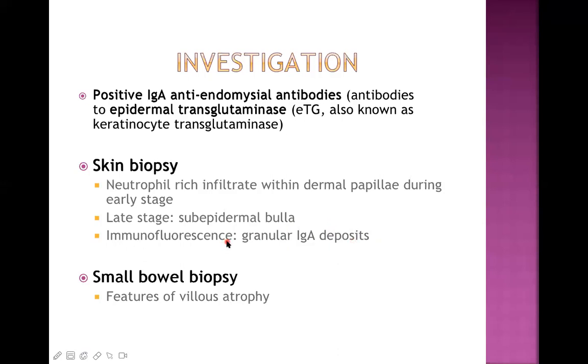Immunofluorescence study shows IgA deposition there, because look at the type of antibody here, IgA anti-endomysial antibody. That's why there is a deposition of granular IgA along with antigen. A small bowel biopsy can be taken to confirm whether there is celiac disease going on or not. And if we do that, there are features of villous atrophy seen, which suggest yes, celiac disease is there.